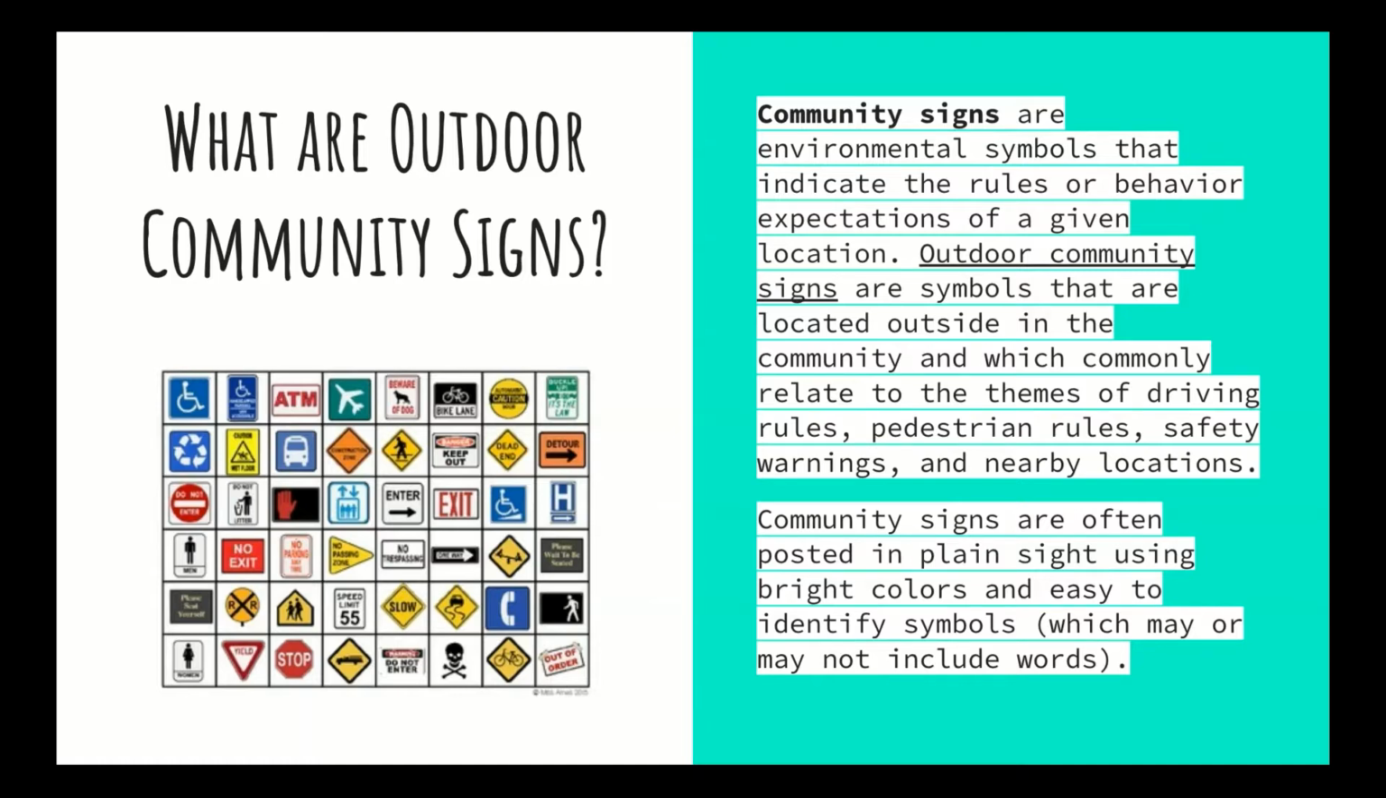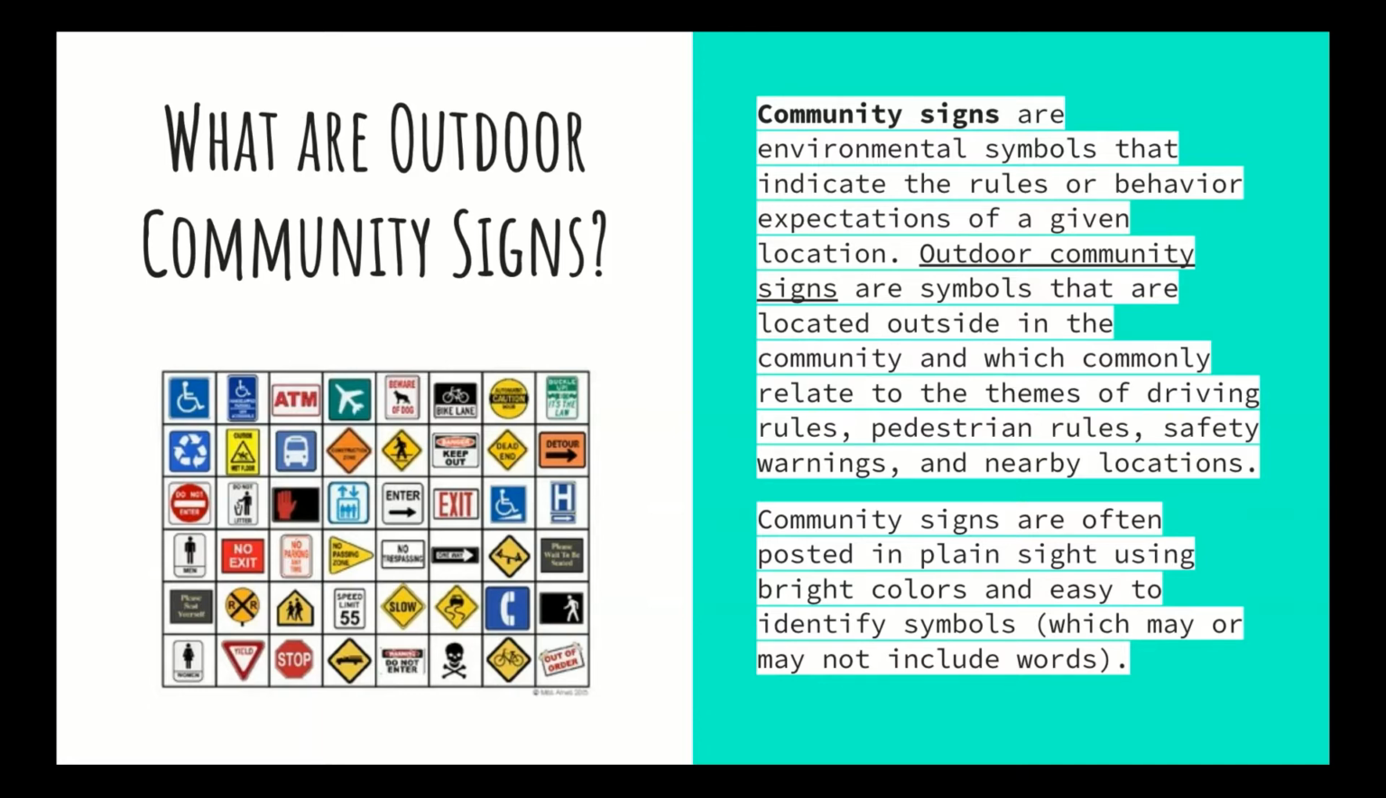And so outdoor community signs are simply symbols that are located outside in the community, which commonly relate to the themes of driving rules, pedestrian rules, so if you're walking, safety warnings, and nearby locations. Okay, so as you can see in this little diagram on the bottom left-hand corner, it lists just a few community signs. So oftentimes community signs are literal signs that you'll see posted in different areas. Sometimes they will be symbols that are located on packages or on houses, in open areas. So yes, community signs are both symbols and actual signs, okay?